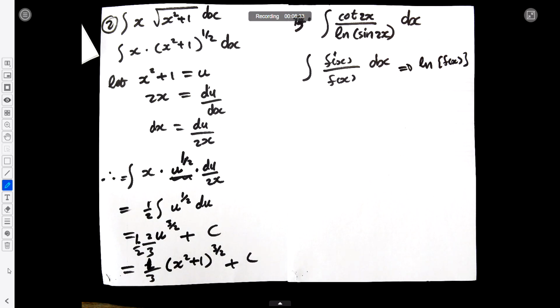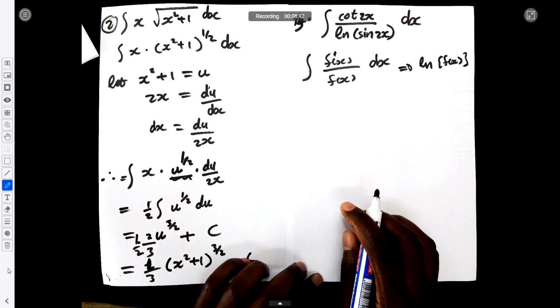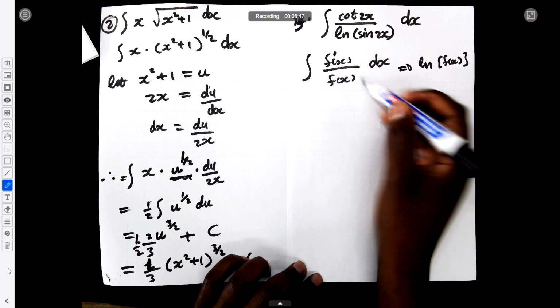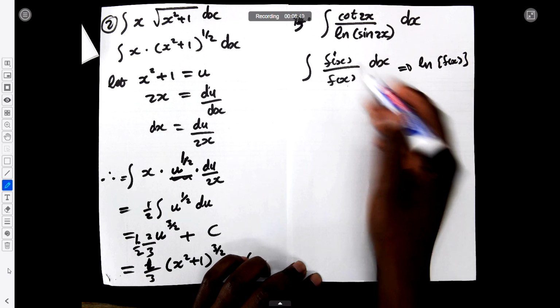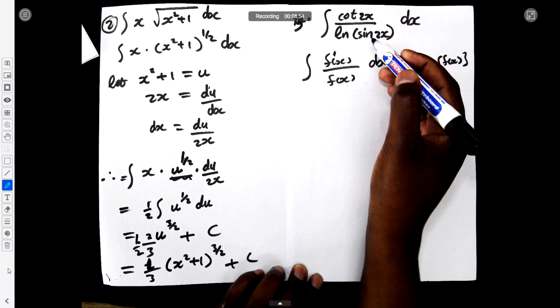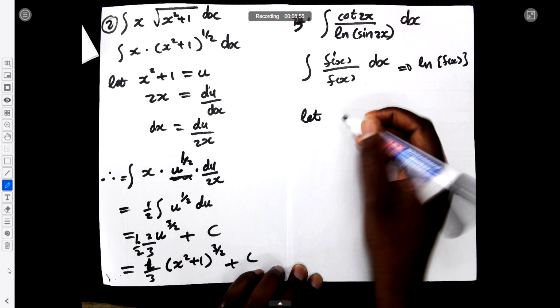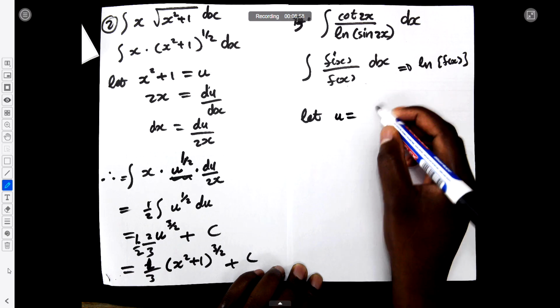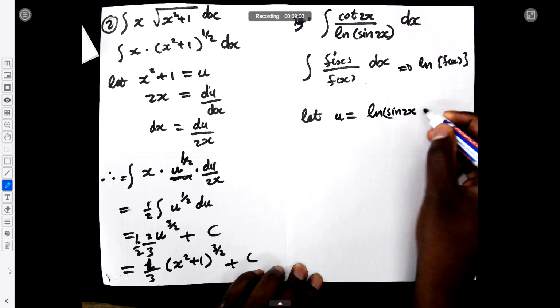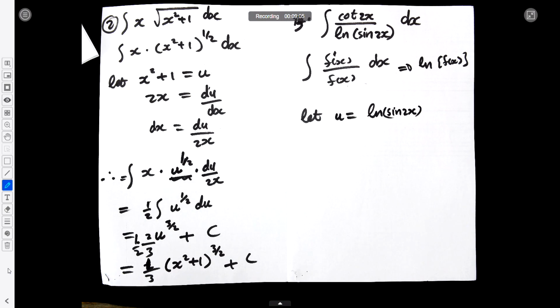But I want you to know the inspection method. You need to know how to inspect functions. What did you differentiate to get this? Or which rule was applied? What did we differentiate to get this function in terms of x? We differentiated this function to get that. But let us utilize, as much as I've inspected, I'll let the denominator be equal to u. So let u be equal to ln sine 2x, the natural logarithm of sine 2x.